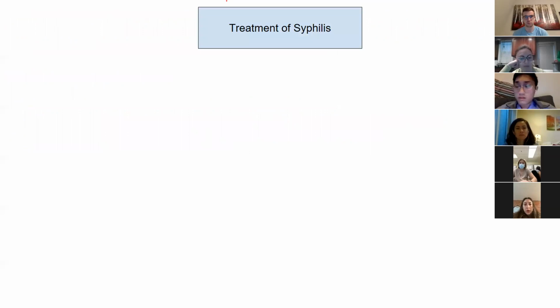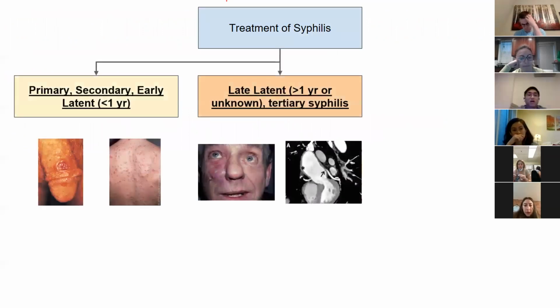So treatment of syphilis, this is always kind of difficult. I divide these into primary, secondary, and early latent, which I put in one category. Either you have that primary chancre, or you have signs and symptoms of secondary syphilis, but not neurosyphilis. Or you're going to have early latent, which is having that chancre less than 1 year ago. So you've had syphilis in your body for less than 1 year. And then the other category is late latent, which is greater than 1 year or an unknown amount of time, or tertiary syphilis. And these have different treatments.